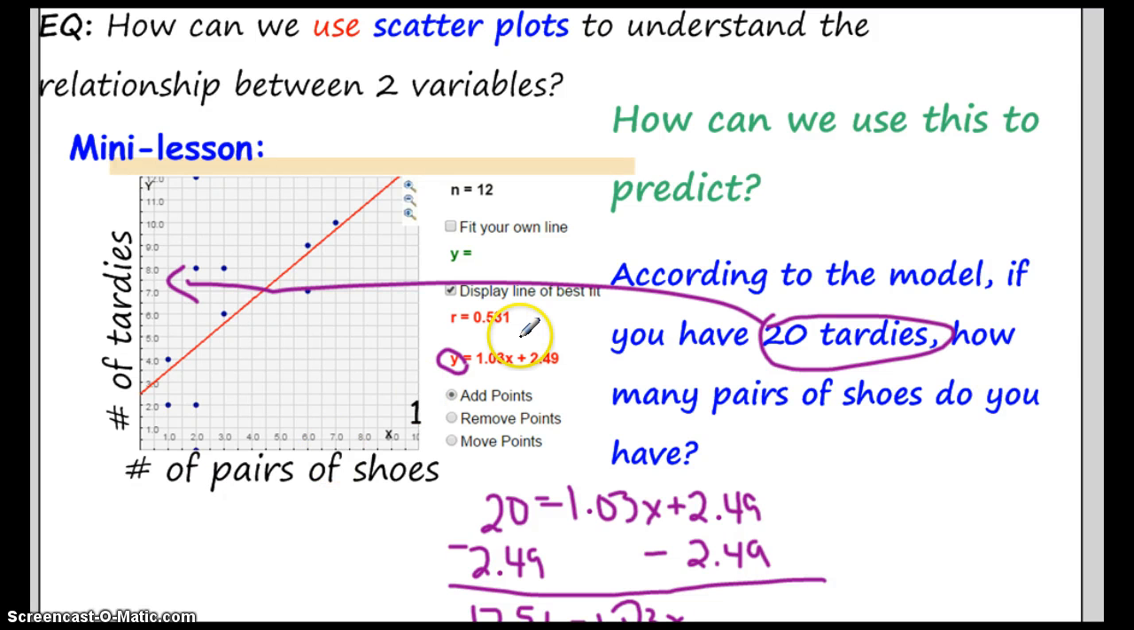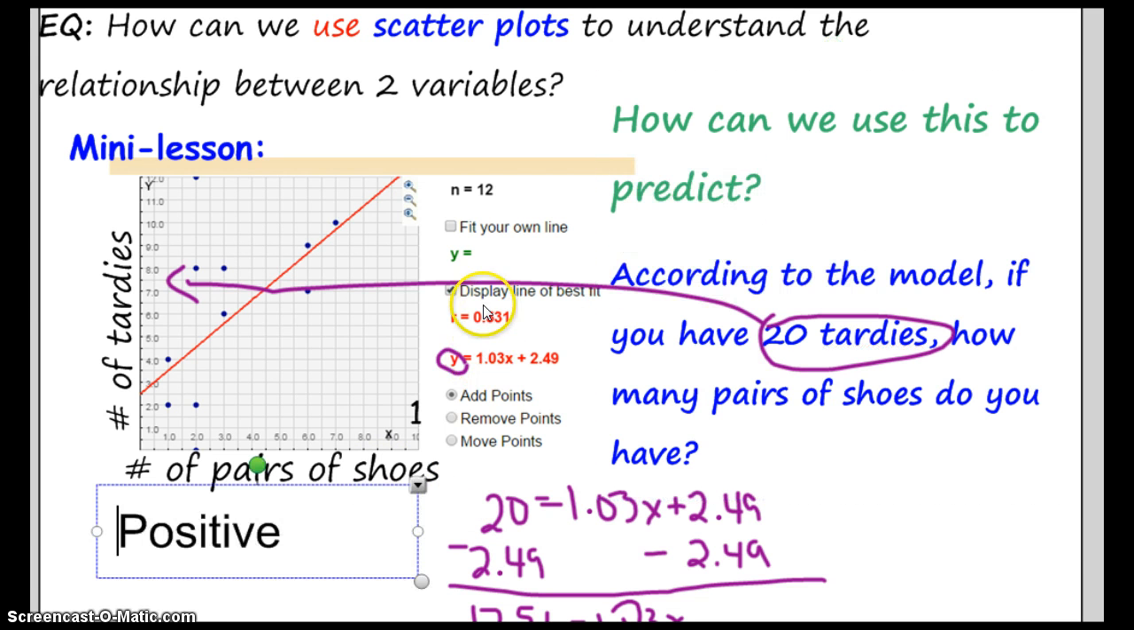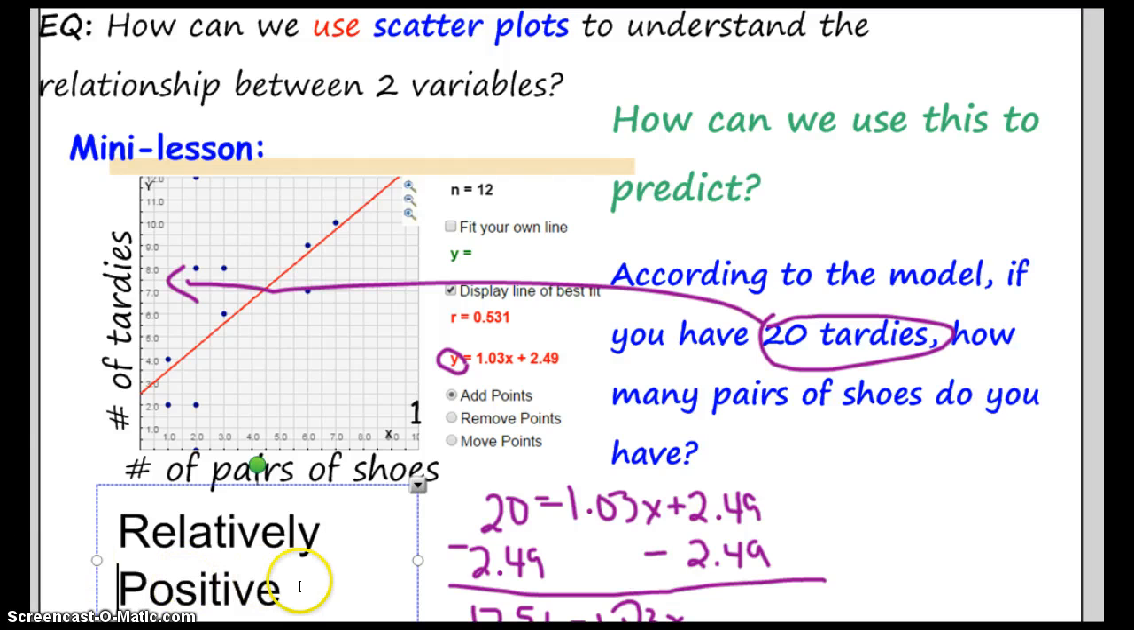So on our mini lesson here, we have R equals 0.531. The first thing I ask myself is, does it have a strong, positive, weak, or no correlation? So I can see here that it's positive, so it's going to have a positive correlation. But 0.531 isn't really close to 1 or 0, so I'm going to say relatively positive correlation. It's not strong, it's not weak, but it's moderate.